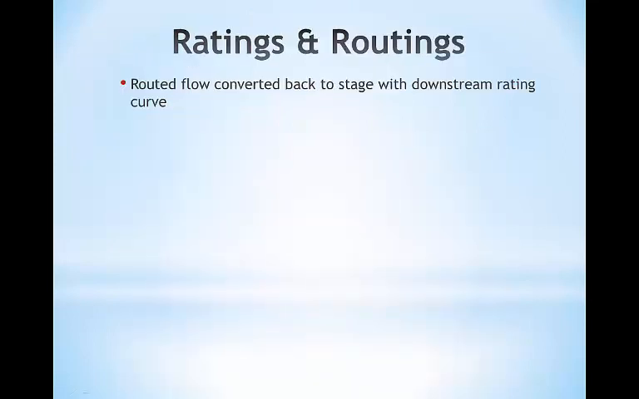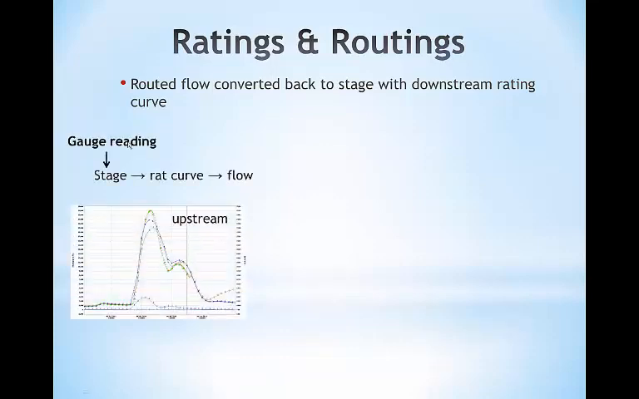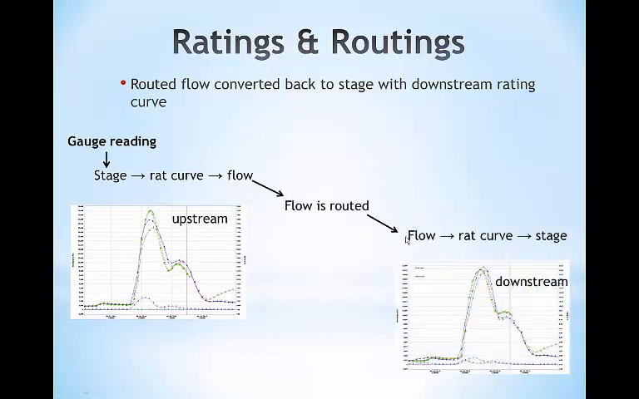Now to show how ratings and routings interact. Say upstream we have a gauge reading. This gives us a stage. This goes into the upstream's rating curve, and then gives us a flow, which then goes into the model. Now the model does its thing, and then it routes that flow down through lag and K. When that forecast flow shows up downstream, it's put through the downstream site's rating curve to give us a forecast stage, and then that goes into the forecast. So you can see how this forecast is affected by two separate rating curves. So if either of them is off, forecast quality is going to be affected.